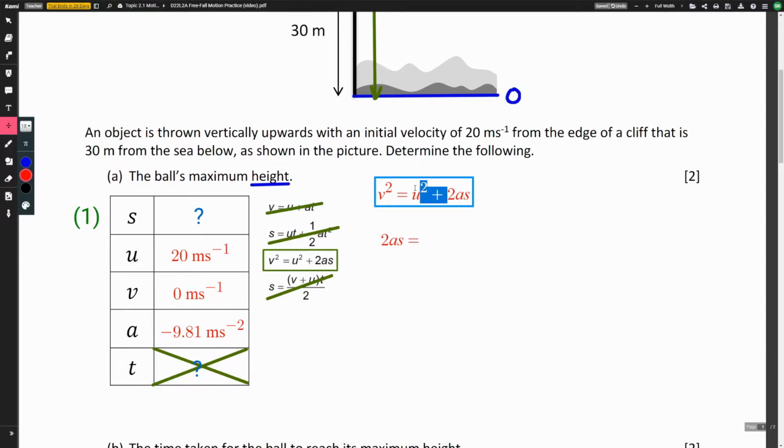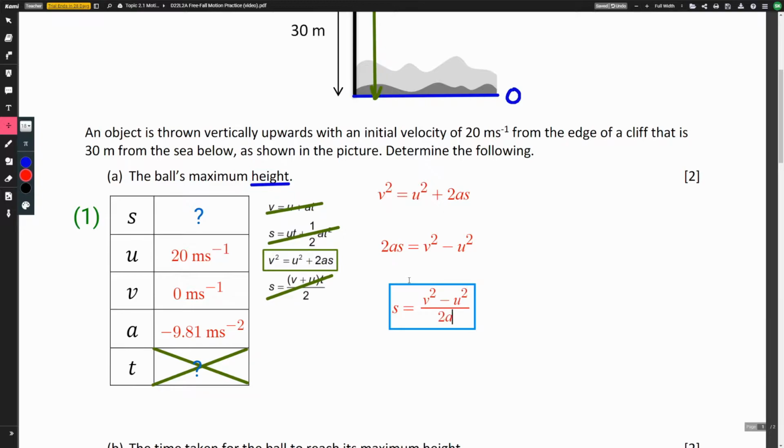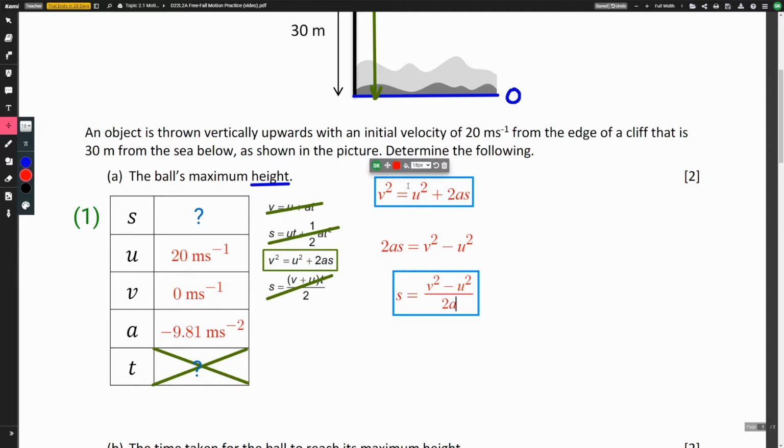First, we'll get rid of the plus u squared by subtracting it to the other side. Next, we will find the displacement by dividing both sides by 2a. So s will be equal to v squared minus u squared divided by 2a. All of these quantities should be known to us. So let's double check and make sure they are.